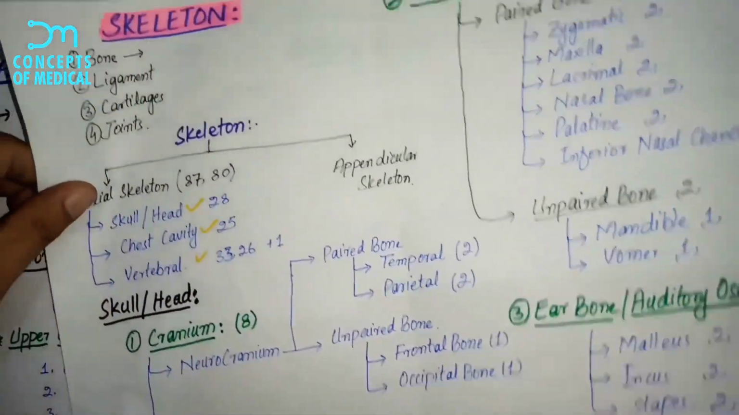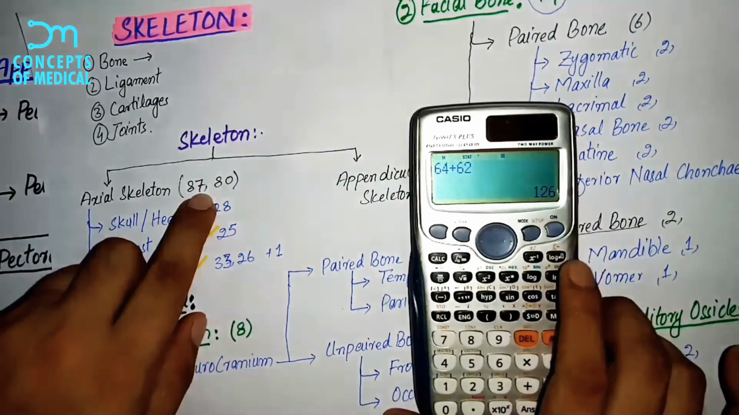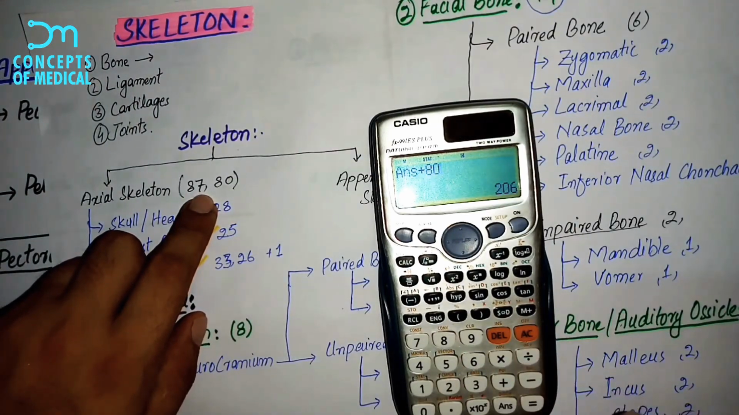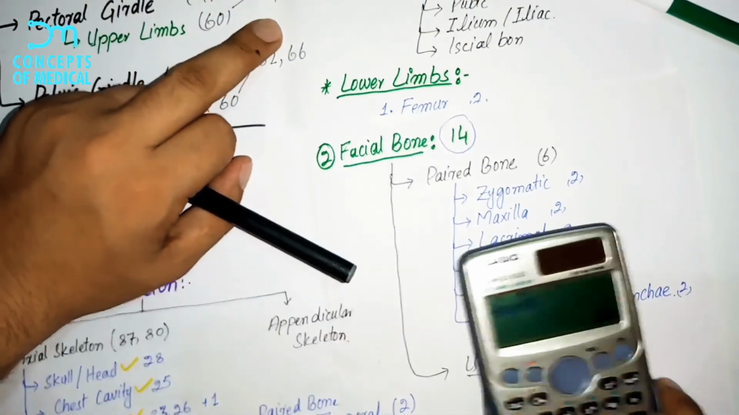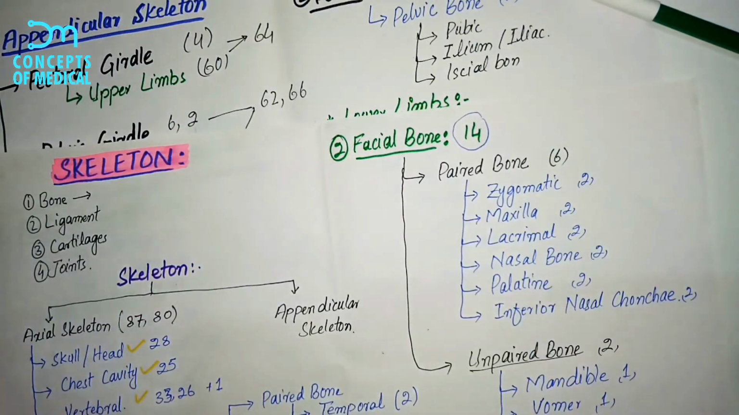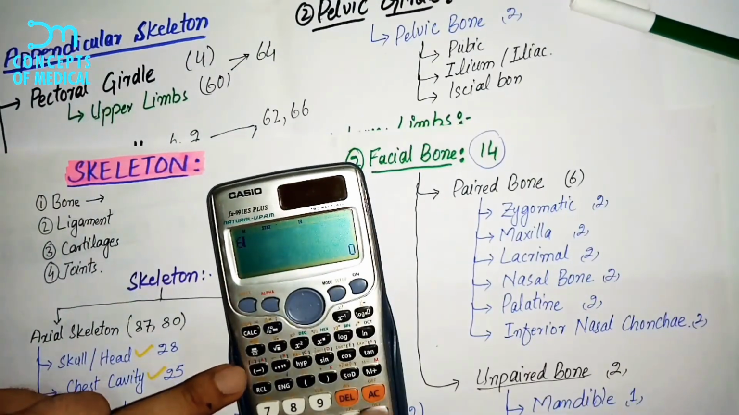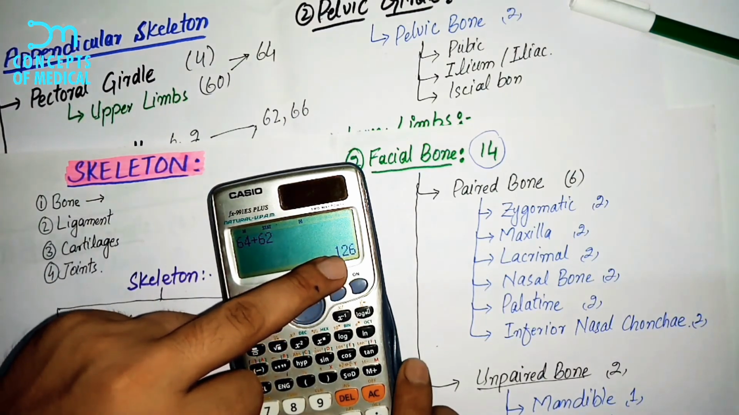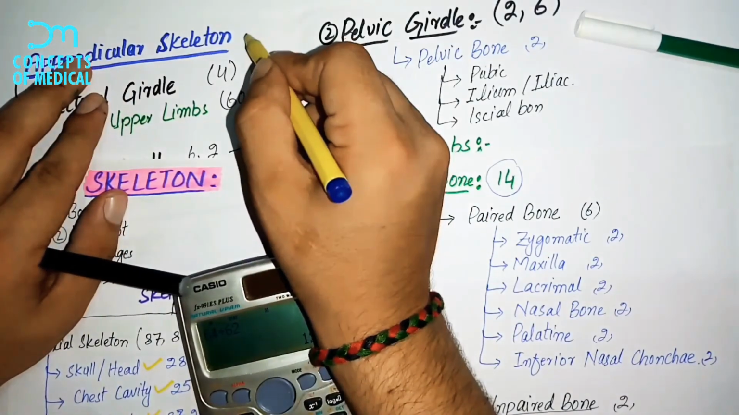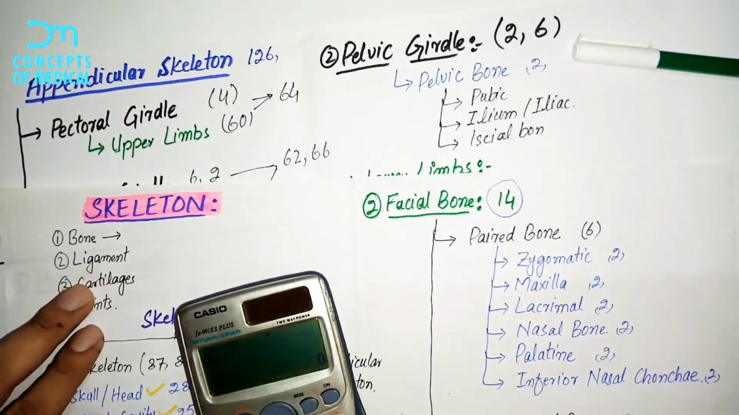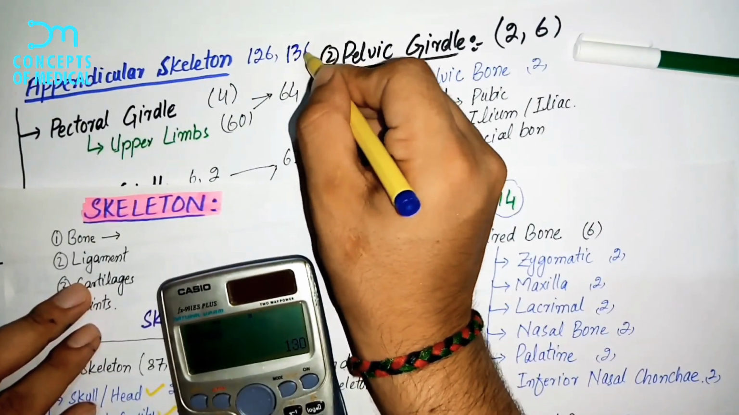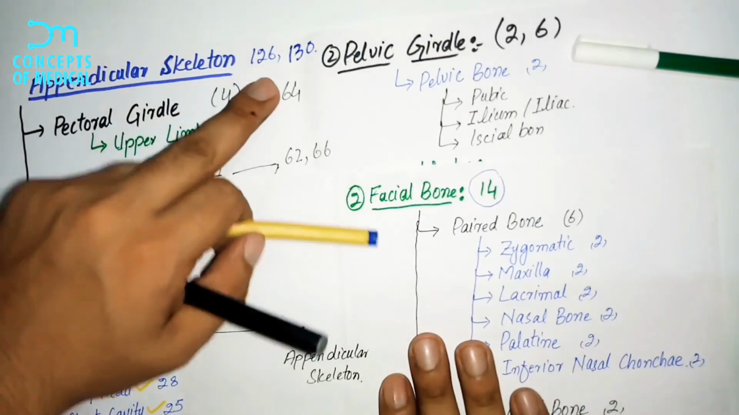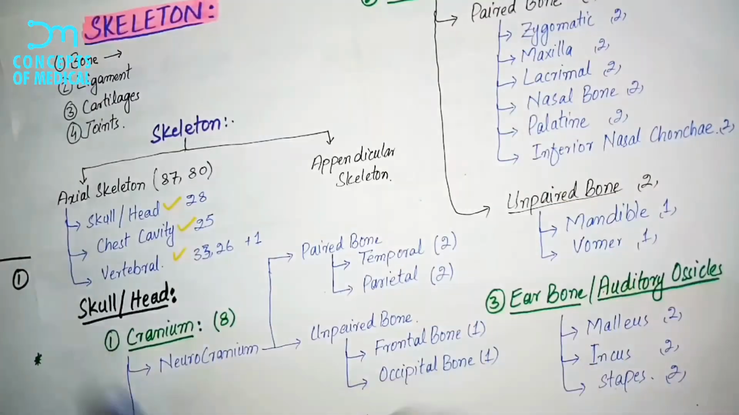And in the axial skeleton, how many bones do we have? I have told you that in the axial skeleton we have 80 bones, so it becomes 206. So I'll add them. In the appendicular skeleton, how many bones do we have? I'll add 64 plus 62, 126, right? So it will be either 126 or 64 plus 66, which is 130. So how many bones do we have in the appendicular skeleton? Either 126 or 130.